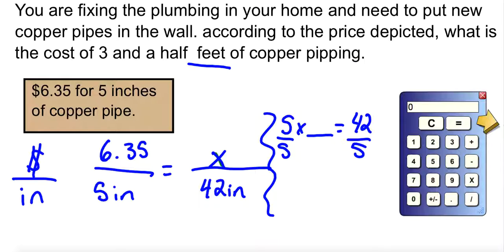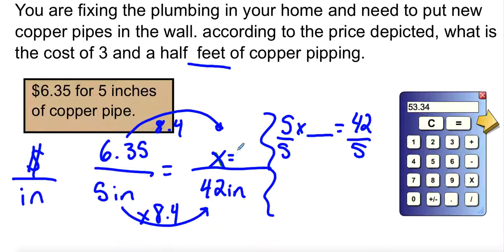So this is really where you would want a calculator to help you solve this. I'm going to divide 42 by 5, which is going to give me a scale factor of 8.4. So from 5 to 42, I multiply by 8.4. And I'm going to do the same thing for the cost of 5 inches and multiply that by 8.4. And if I multiply 8.4 by 6.35, I can see the cost of 3.5 feet of copper piping is $53.34.